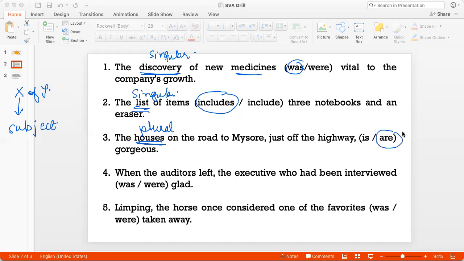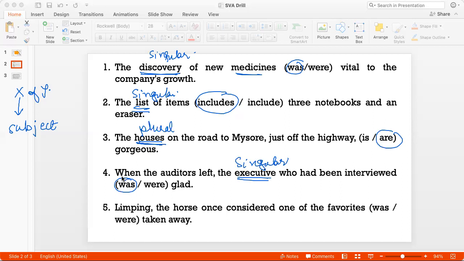The houses are gorgeous. When the auditors left, the executive who had been interviewed was or were glad. Which person or which persons are being described as glad? The executive. He was glad when the auditors left. And since the executive is singular, my answer would be was glad.